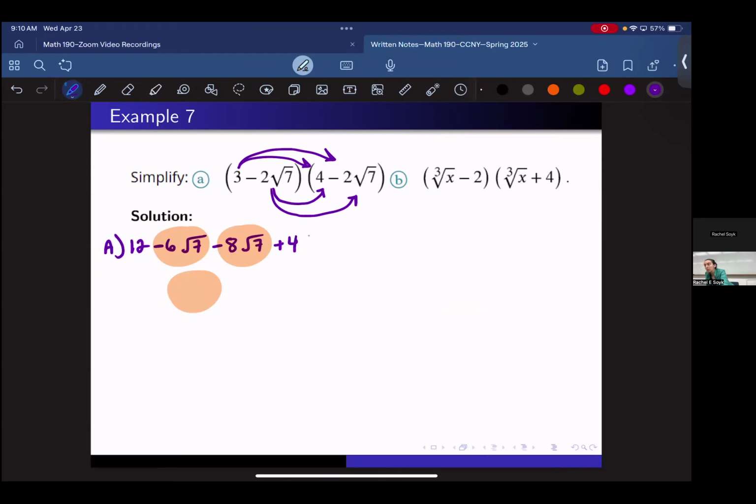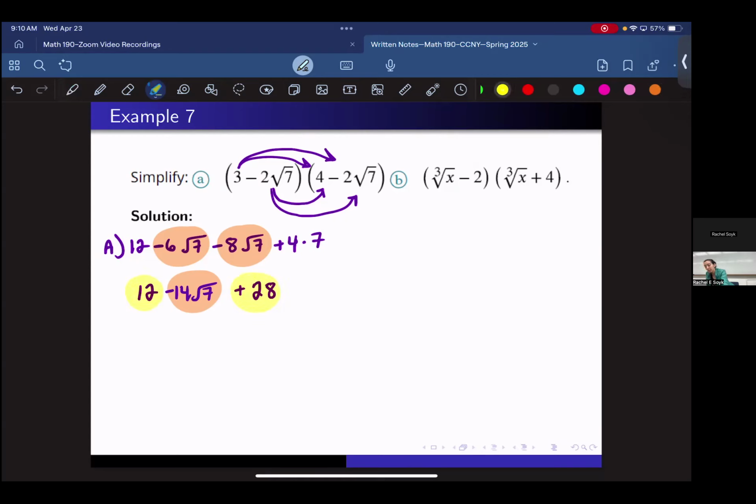4. Square root of 7 times square root of 7 is just 7, right? Square root of 49, which gives you 7. So that 4 times 7 at the end is just 28. Those middle orange terms turn to a negative 14 square root of 7. And that beginning term, we have 12. Are we done, or can we combine some more like terms?